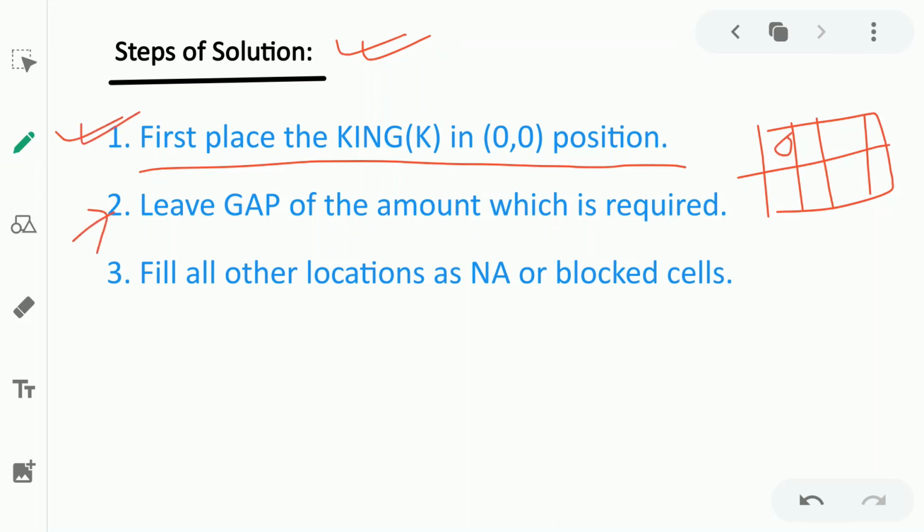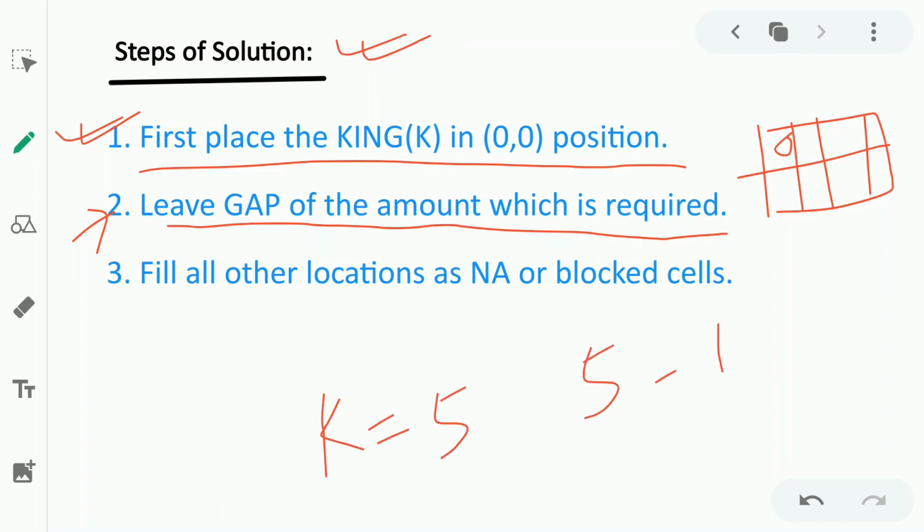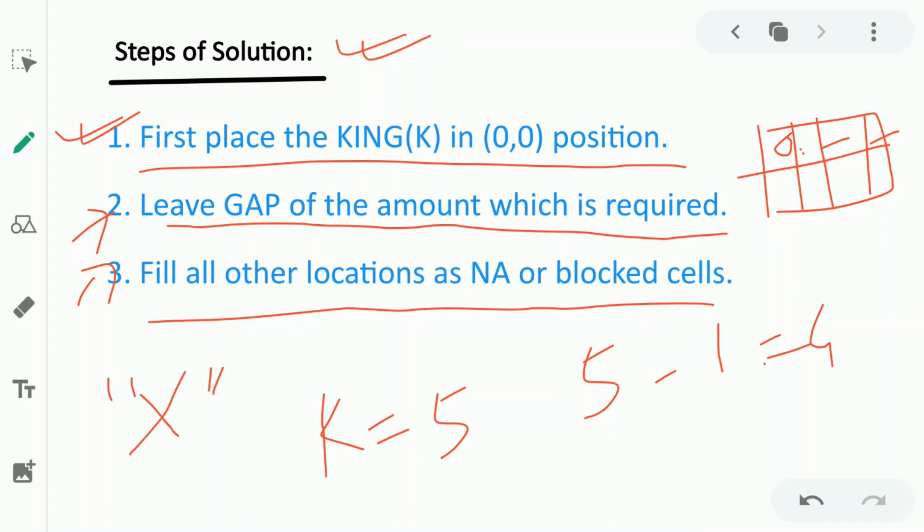Then at the second step, what is the second step? Leave a gap of the amount of space which is required. So let's say k is 5, so 5 minus 1, that is 4. 4 spaces need to be left over here. Then the last step is to fill all other locations with cross, as the problem says. So these are the three simple steps which we need to follow for solving this exact problem. So let's go to the solution and code editor and let's code it out.